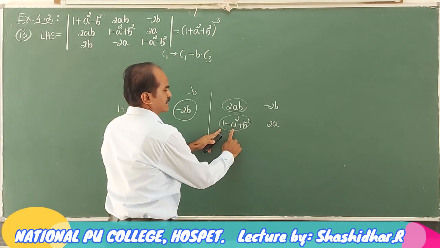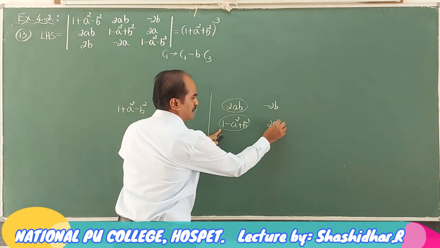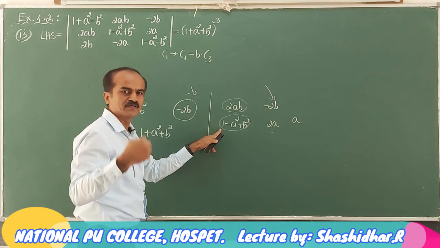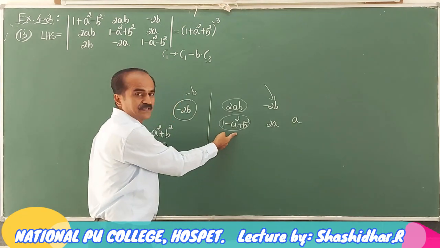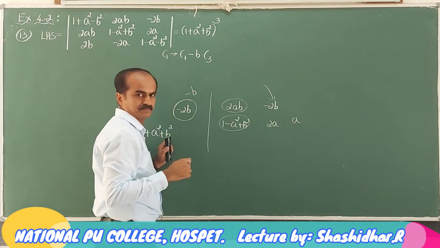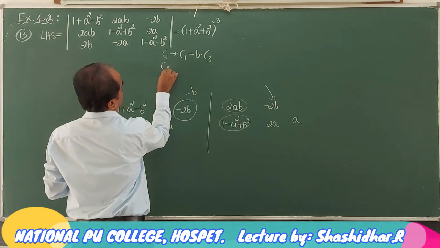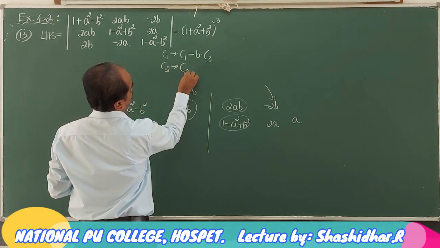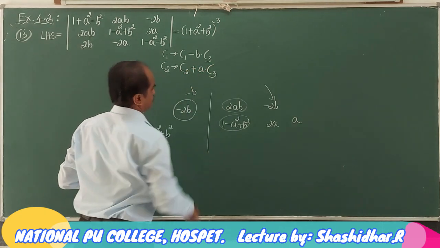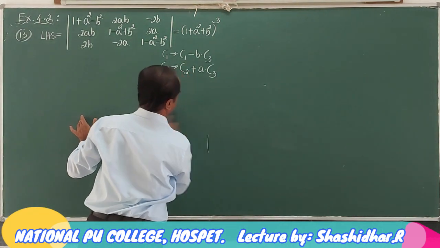Here 1 minus a square plus b square is there. Here 2a is there. Okay? I multiply this 2a with a. What it becomes? 2a square. Add that 2a square to this element. Nothing but now I am multiplying column 3 elements by a and then adding it to second column. So I write column 2 changes to column 2 plus a times of column 3. Got it? Okay. Now let me write the resulting elements.